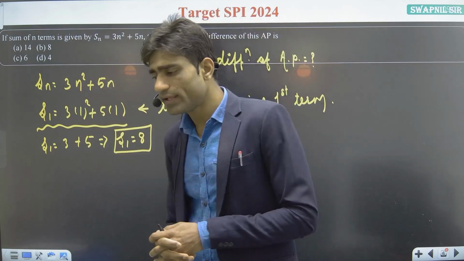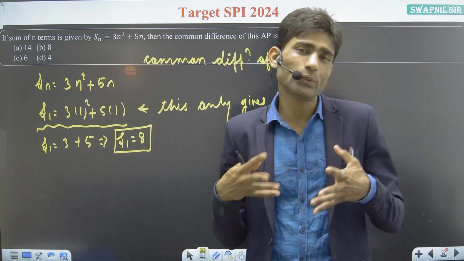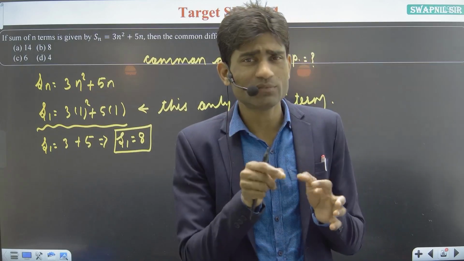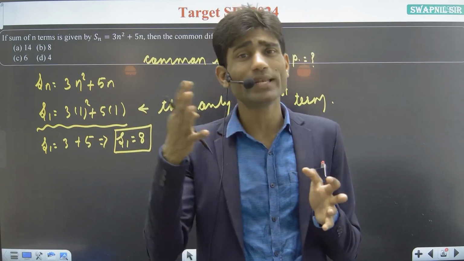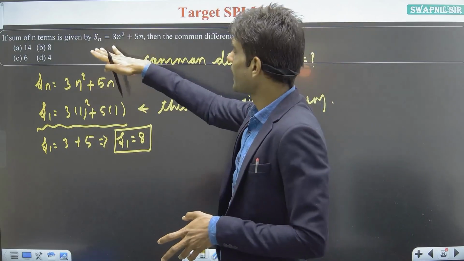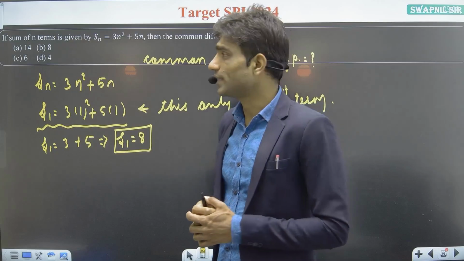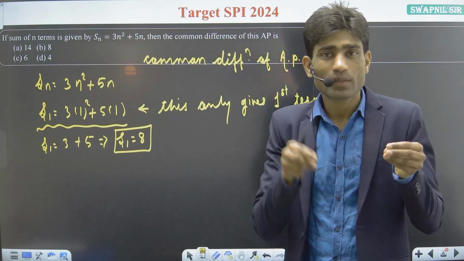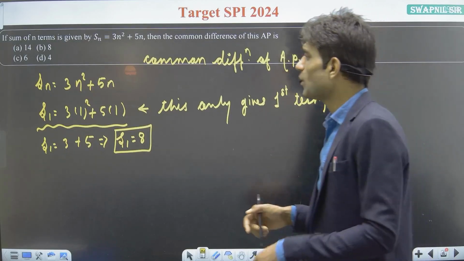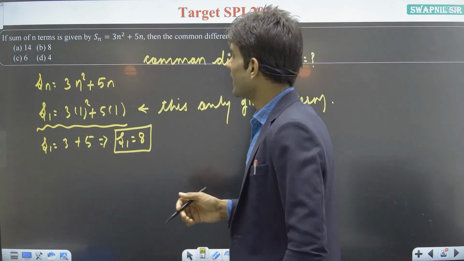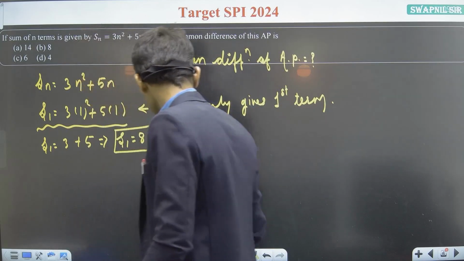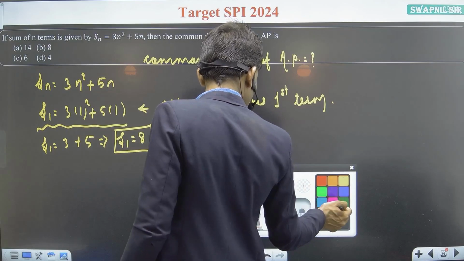Let's go for finding the sum of two terms. If we subtract the sum of the first term from the sum of the second term, then you will get the second term itself. Now we have to find the sum of two terms here. Let's go for the sum of two terms.